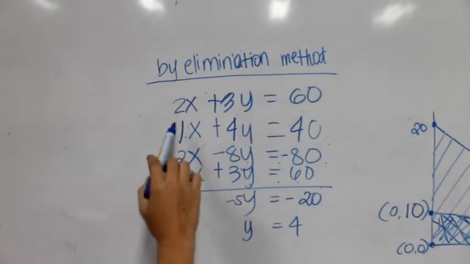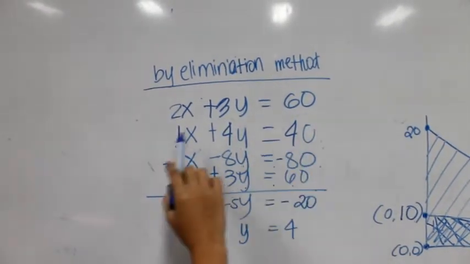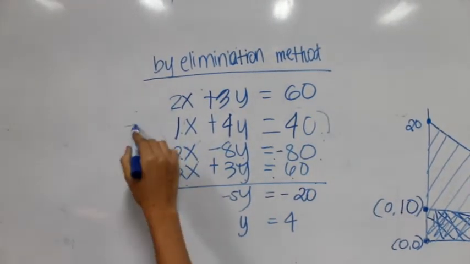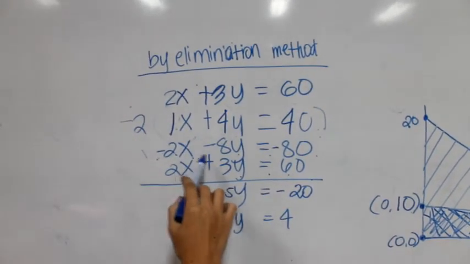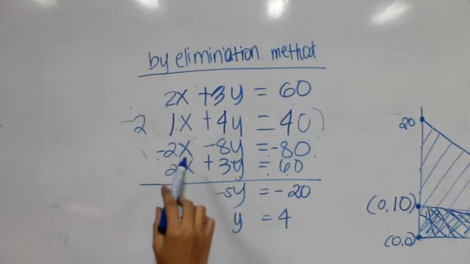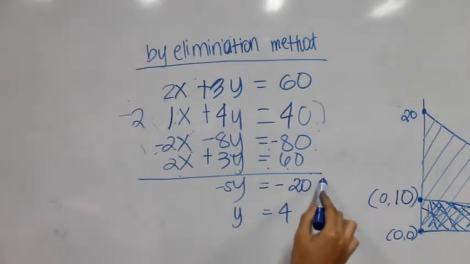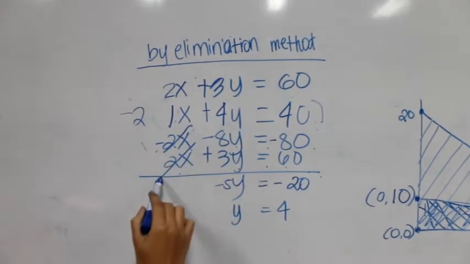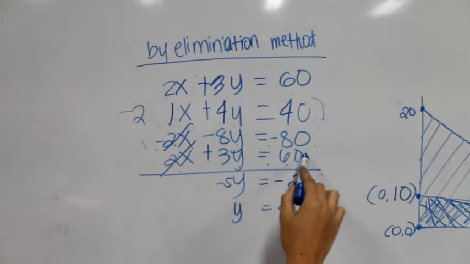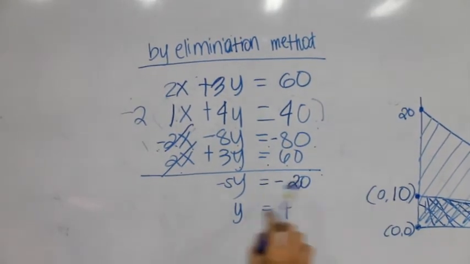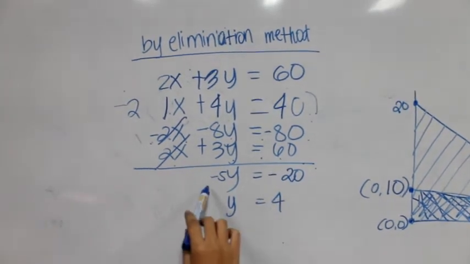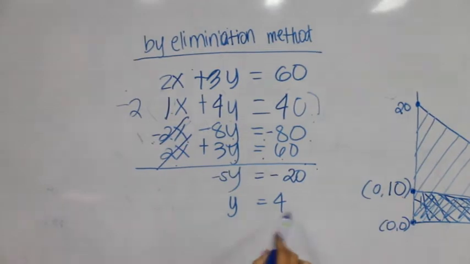By elimination method, 2x plus 3y equals 60 and 1x plus 4y equals 40. So we multiply this equation by negative 2. It now becomes negative 2x minus 8y equals negative 80. And then copy the previous equation, which is 2x plus 3y equals 60. And then we cancel out the x terms. Negative 8y plus 3y is negative 5y, and negative 80 plus 60 is negative 20. So negative 5y equals negative 20. Negative 20 divided by negative 5, y now becomes 4.